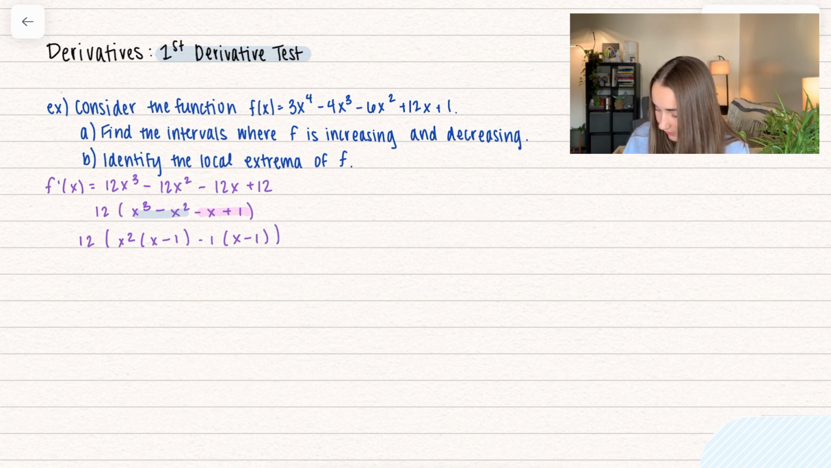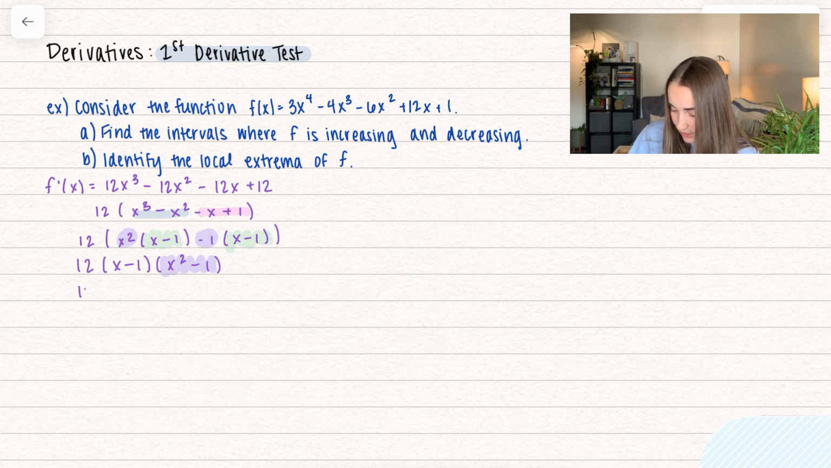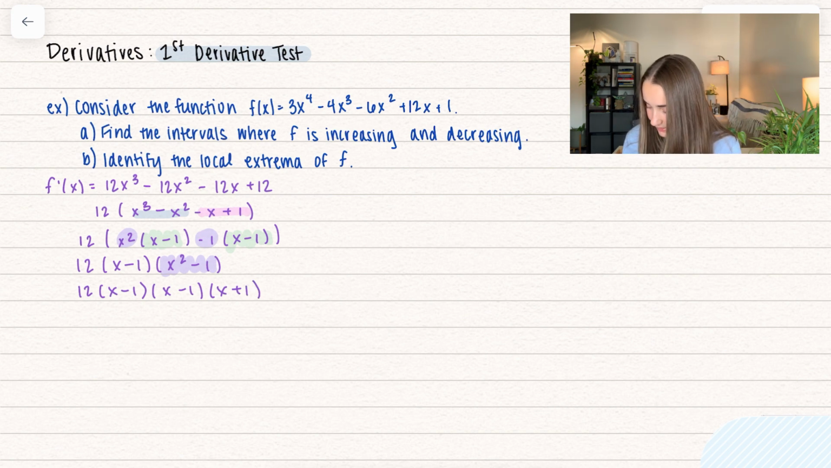Now we have that they have a term in common, this x minus 1. That means we can pull out that x minus 1. So we get 12 times x minus 1, and now we multiply it by the leftovers, which are this x squared and this negative 1. And so that becomes x squared minus 1. Looks like we can factor this one more time because right here we have a difference of squares. So I get 12 times x minus 1, and now that becomes x minus 1, x plus 1. I'm going to highlight this because this is our most simplified form of the derivative.